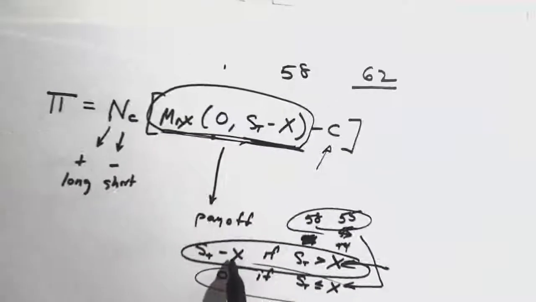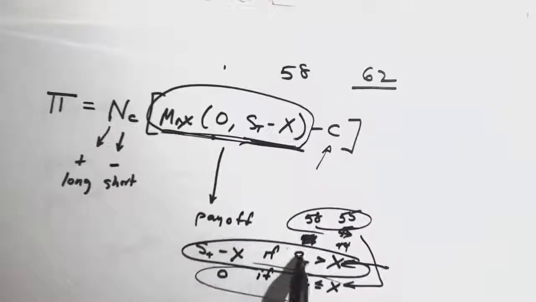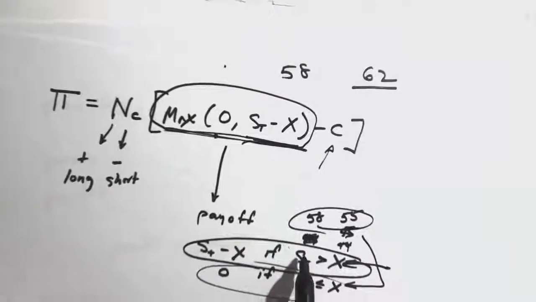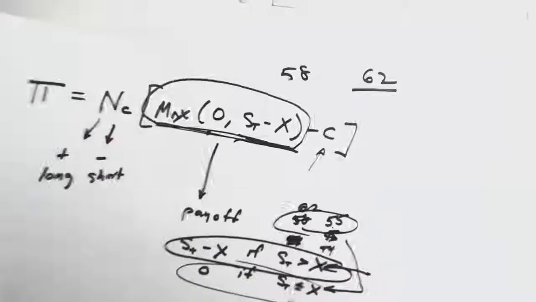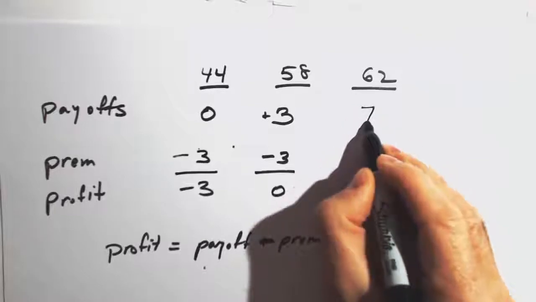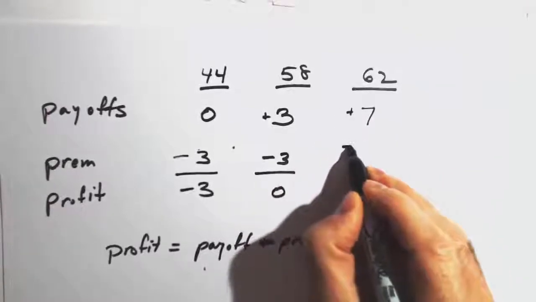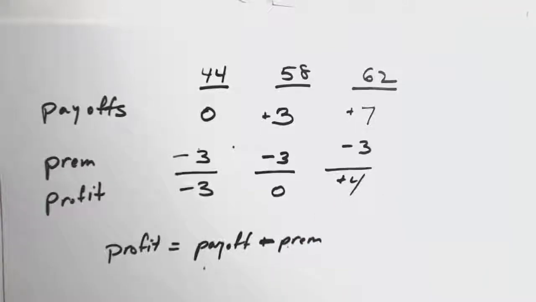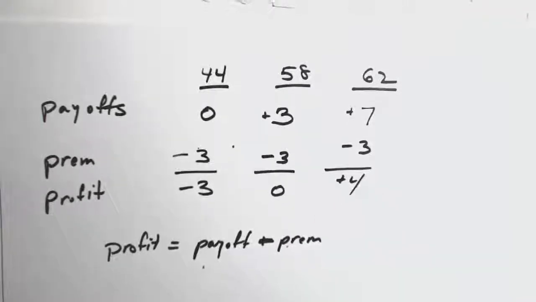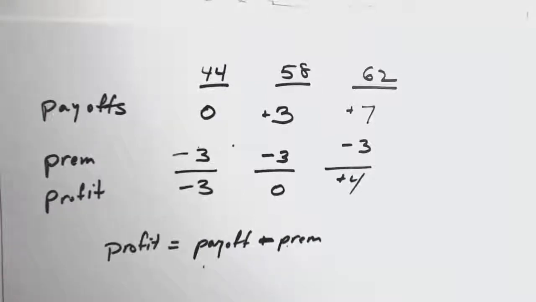Now the stock price is 62. We're still in the money, so it's 62 minus 55, which is $7 in positive payoff. We paid $3, so we have a $4 positive profit on this particular transaction with this individual call.